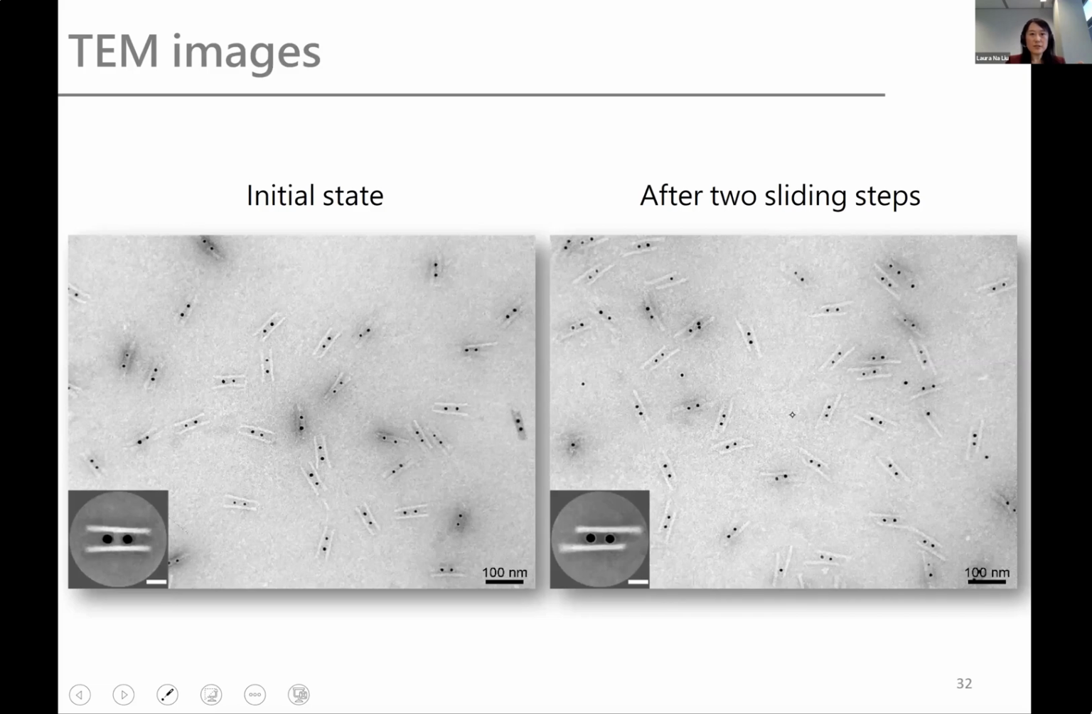I show you also the TEM images. On the left, you see the initial state. So here, this corner shows you the reconstructed image from many of those structures in the background. So it shows the symmetric configuration before sliding. And then after two sliding steps, it means that it introduces 28 nanometers displacement. And one does see this asymmetric configuration that is formed.